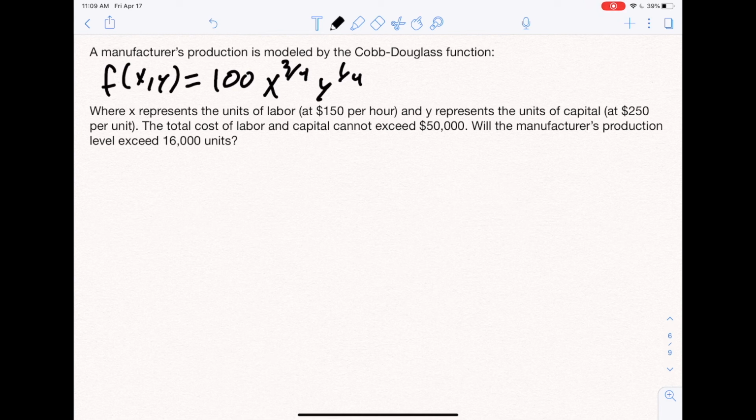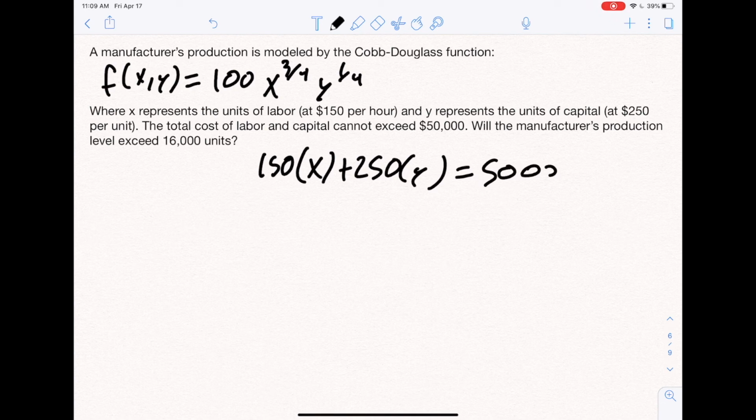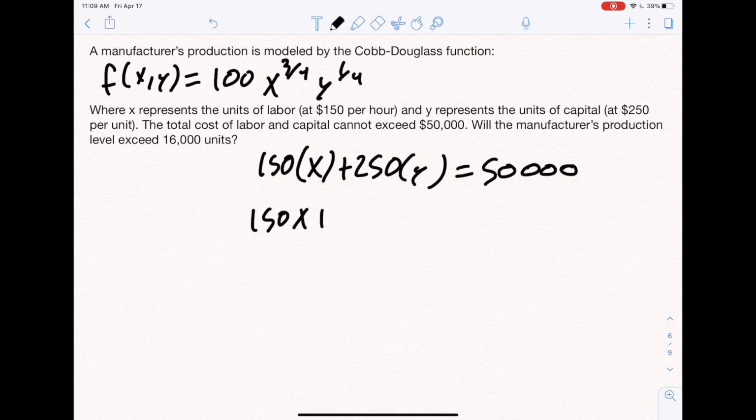Okay, since x is in terms of 150 per hour, what we know is that 150 times x plus 250 times y cannot exceed $50,000. So at most, it equals $50,000. But remember, our constraint has to be something equals 0, so we just subtract 50,000 from both sides. We get 150x plus 250y minus 50,000 equals 0.